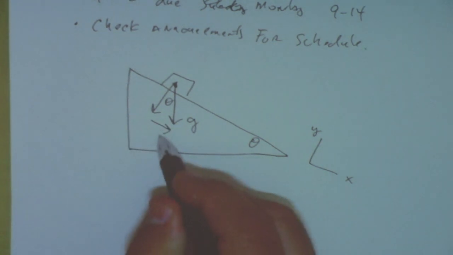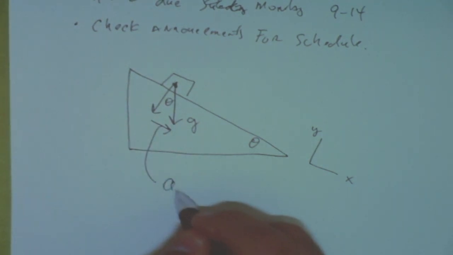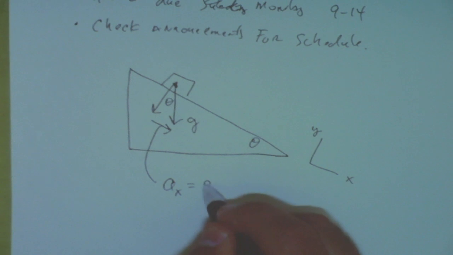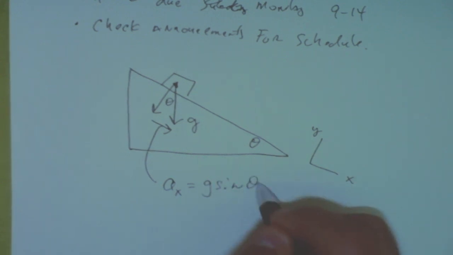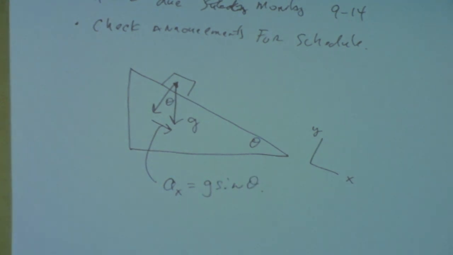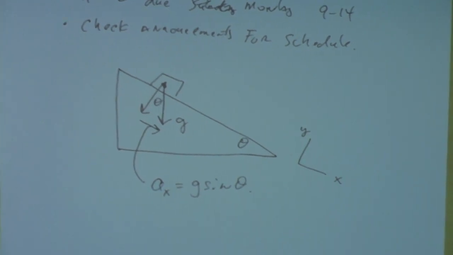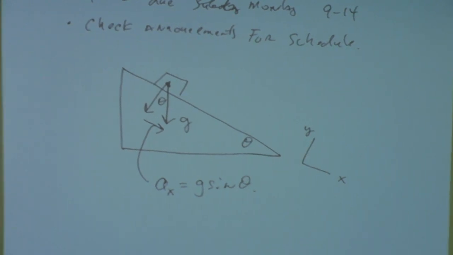We saw last time that the acceleration in the x direction just turns out to be g sine theta. That works out pretty nicely in terms of the formula. When theta is 90 degrees, the acceleration is just free fall, 9.8. When theta is 0, there is no acceleration, it's just flat. Anywhere in between 0 and 90 degrees, as the angle gets bigger, the acceleration gets bigger all the way up to free fall.